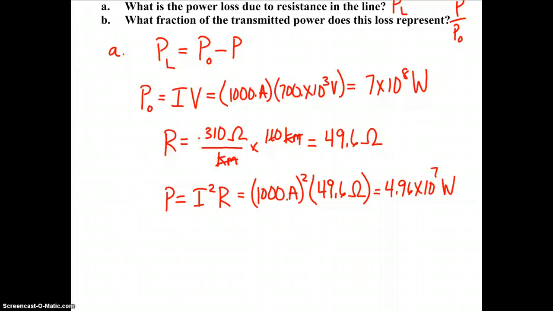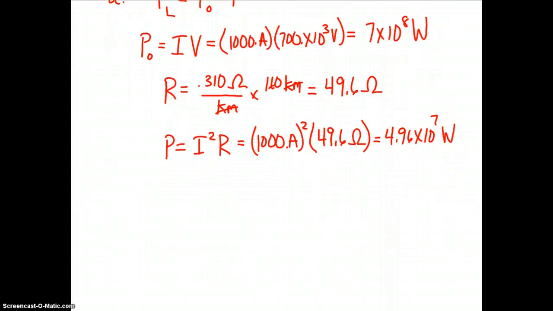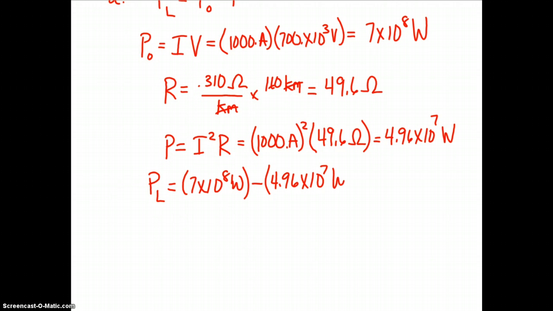So now we're able to go ahead and calculate our power loss, which was our initial 7 times 10 to the 8th watts minus our final 4.96 times 10 to the 7th watts. And our power loss, therefore, is 6.50 times 10 to the 8th watts of power. All right, so there's our answer to A. Let's move on to B.